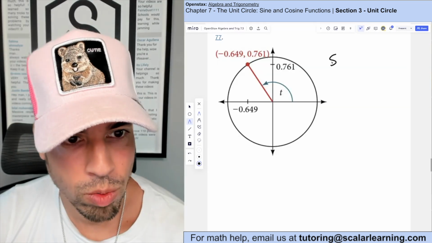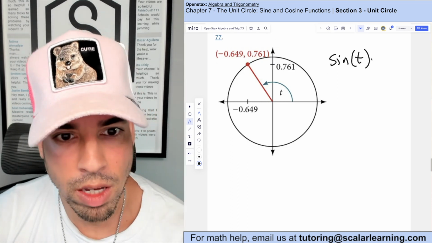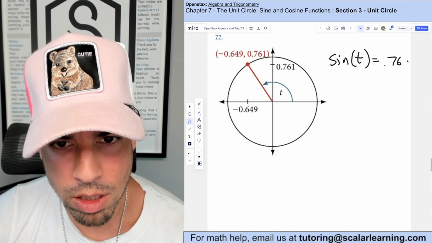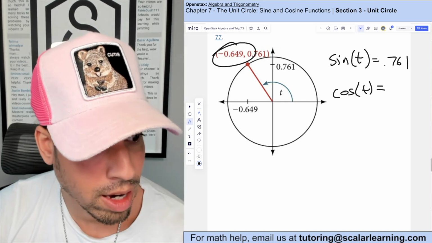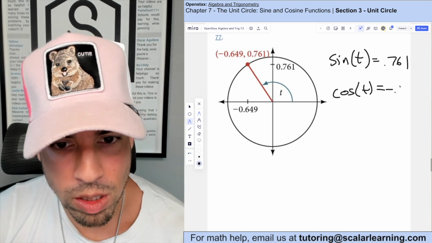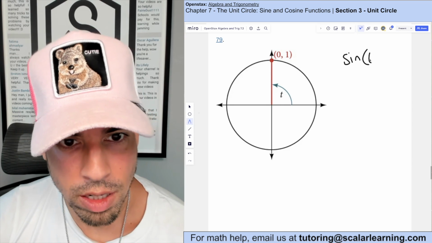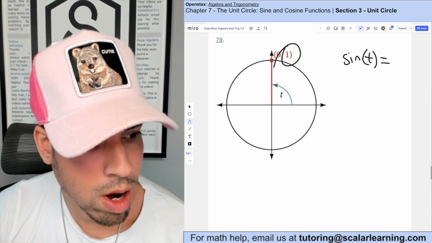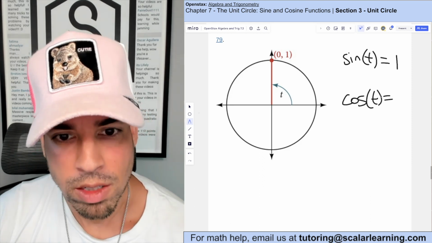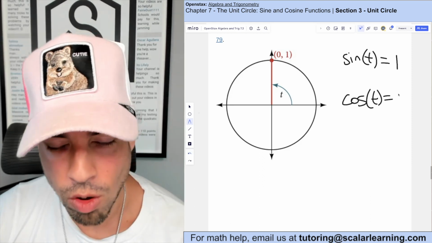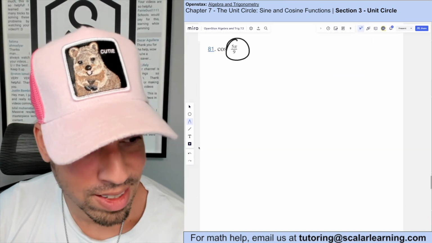Done. So for this one, sine of angle t is going to equal the corresponding y value of that coordinate, which is 0.761, and cosine of t is going to equal that corresponding x value, which is negative 0.649. Boom, done. For this one, sine of angle t is going to equal that corresponding y value of the coordinate, which is 1. Cosine of that same angle is going to equal the corresponding x value of that coordinate, which is 0. Done.